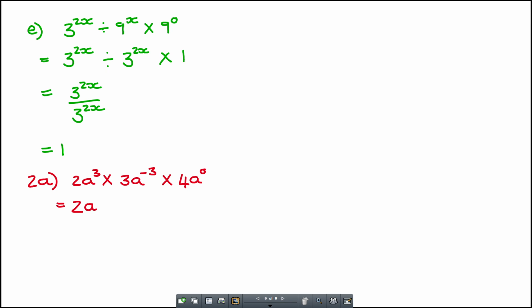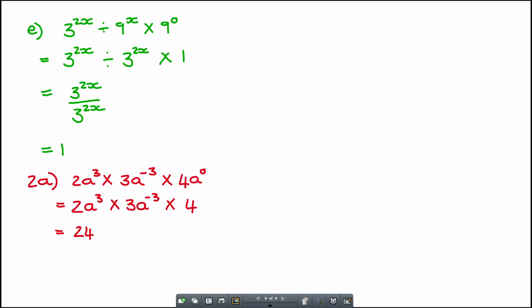the 2a to the power of 3 and 3a to the power of minus 3 times 4, and then a to the power of 0 is still just 1. So can you see why I now only write 4? You guys good? Okay, so now let's multiply. Let's look at the numbers. 2 times 3 times 4 gives me 24.